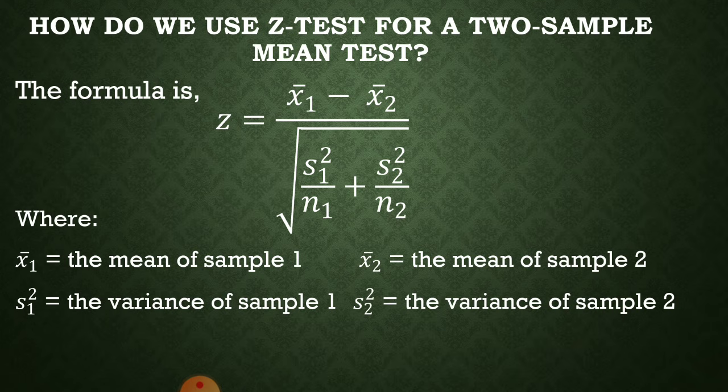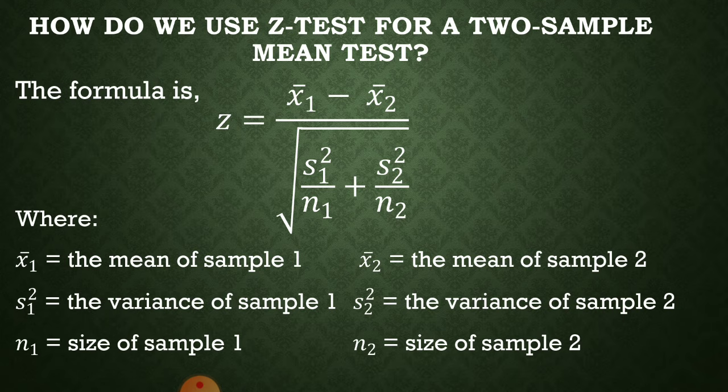Note, if the given is a variance, there is no need for us to square it. However, if the given is a standard deviation, then square it for it to become a variance. Then, n sub 1 is the size of sample 1 and n sub 2 is the size of sample 2.